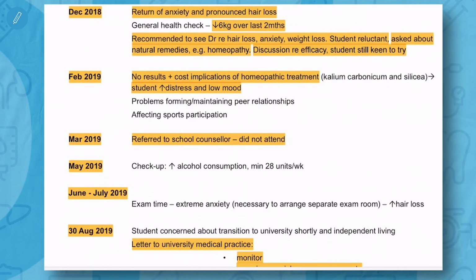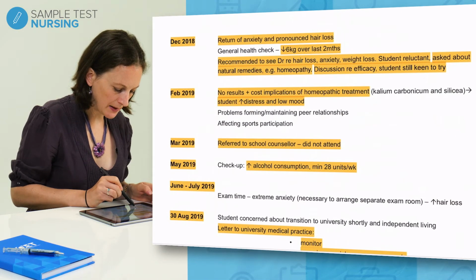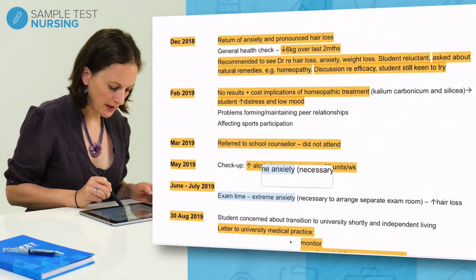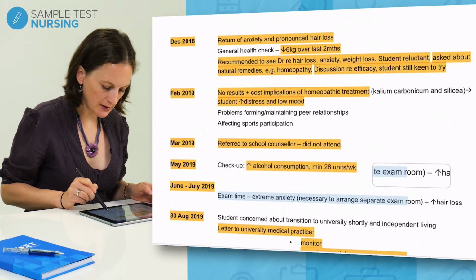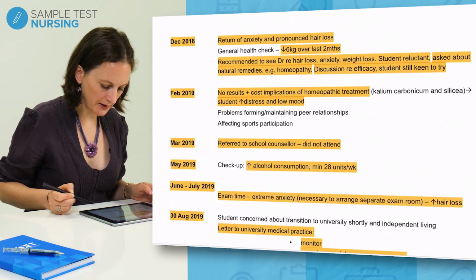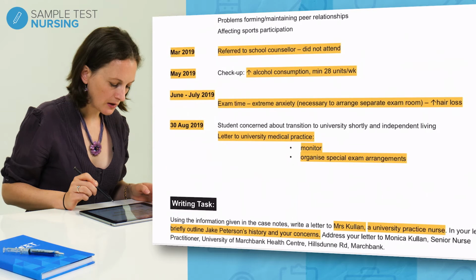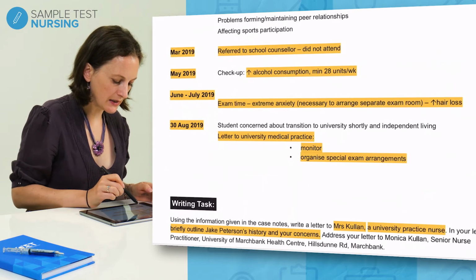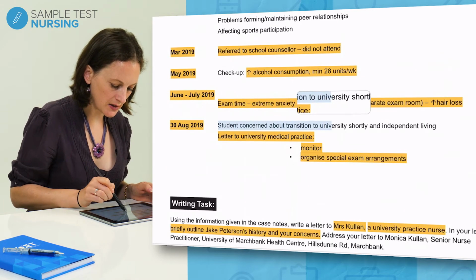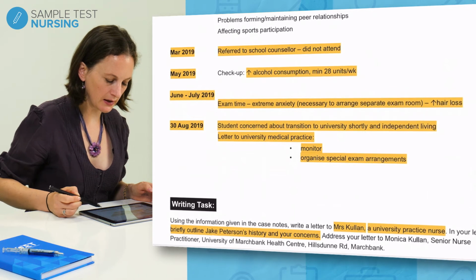And in May 2019, at the checkup, we see that he has increased alcohol consumption to at least 28 units per week. June and July is described as exam time, which causes Jake extreme anxiety and he needs to have a separate exam room. It's also mentioned that there is increased hair loss at this time. The final point from today's visit is that Jake is concerned about his transition to university and independent living.